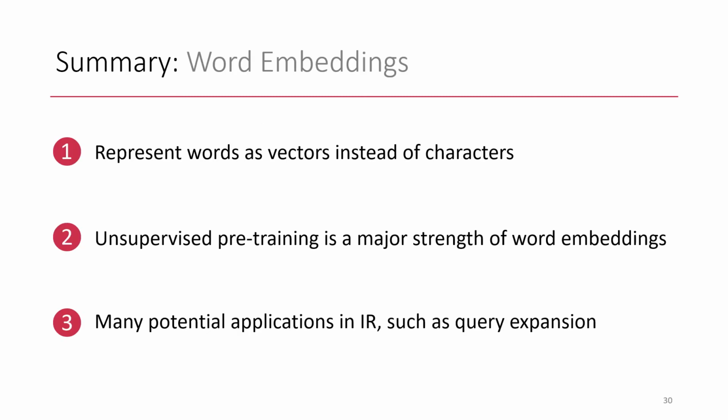Okay, so what I want you to take away from this talk is that we need to represent words as vectors instead of their character values with word embeddings. And unsupervised pre-training is a major strength of word embeddings, and still also in more advanced models, unsupervised pre-training is the key to success. And word embeddings have many potential applications in natural language processing, but also in information retrieval, such as query expansion, which I just showed you.